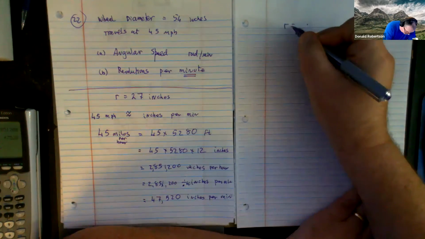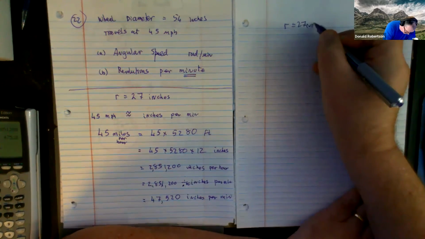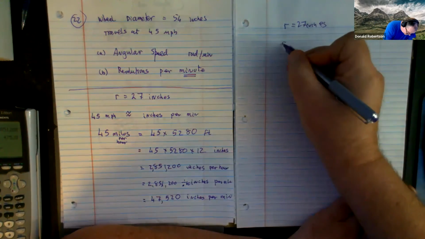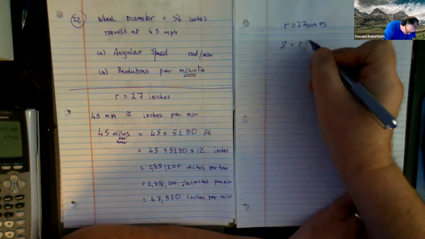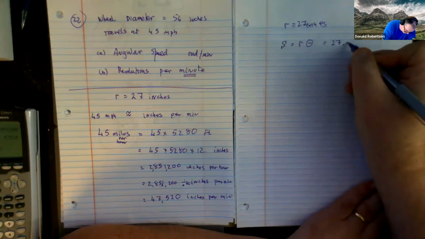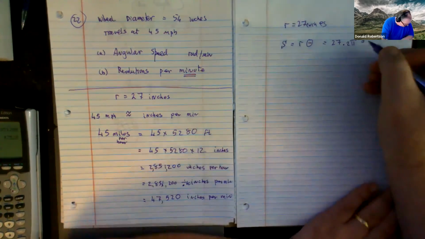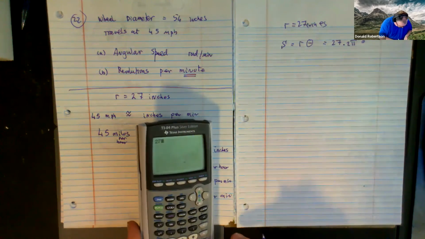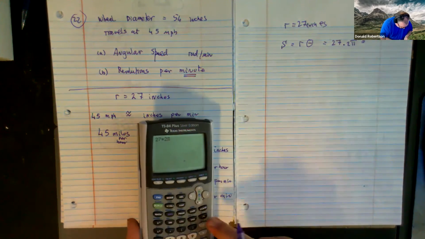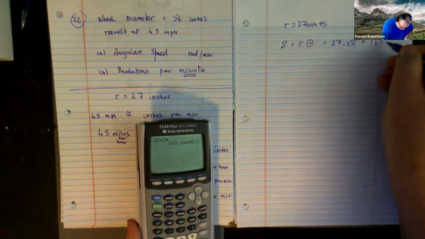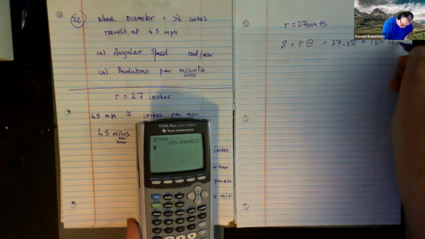The radius is 27 inches. So if I imagine this wheel turning once, then the arc length would be 27 inches times 2 pi. And that ends up being 27 times 2 pi. And I get 169.64 inches.